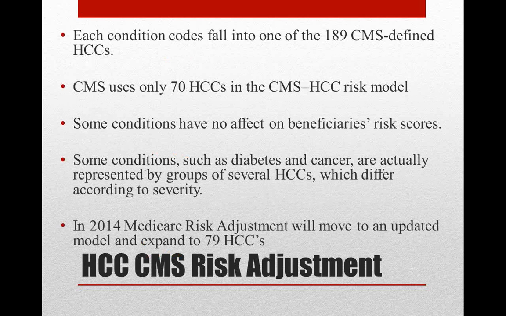Now, the risk adjustment codes fall into several categories, and what CMS has done is they've taken each code and it falls into one of these 189 defined CMS HCC condition categories. CMS only uses 70 of these categories, though, in their risk model. So some conditions are going to have no effect on the beneficiary's risk scores. Some conditions, such as diabetes and cancer, are represented by multiple HCCs, and they differ because of severity. In 2014, the Medicare risk adjustment model will move to 79 of these hierarchical condition categories.